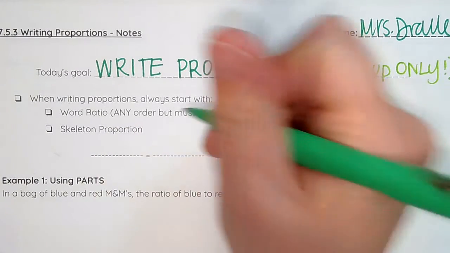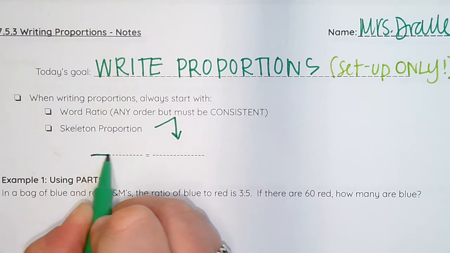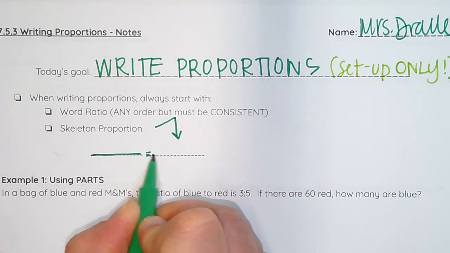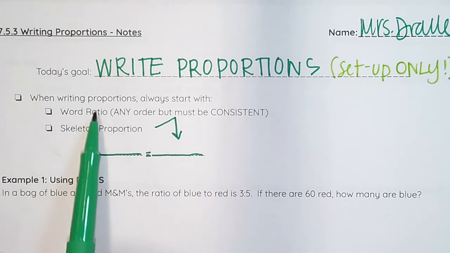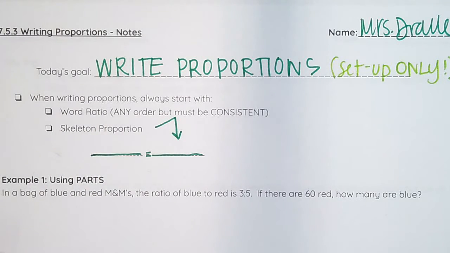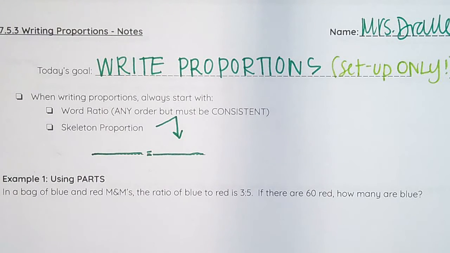Once we have our word ratio, we set up a skeleton proportion. A skeleton proportion would be two fraction bars separated by an equal sign. So the very first thing you'll always do: read the situation, write your word ratio, and set up your skeleton proportion. Okay, so we've got a couple of different types of problems here.